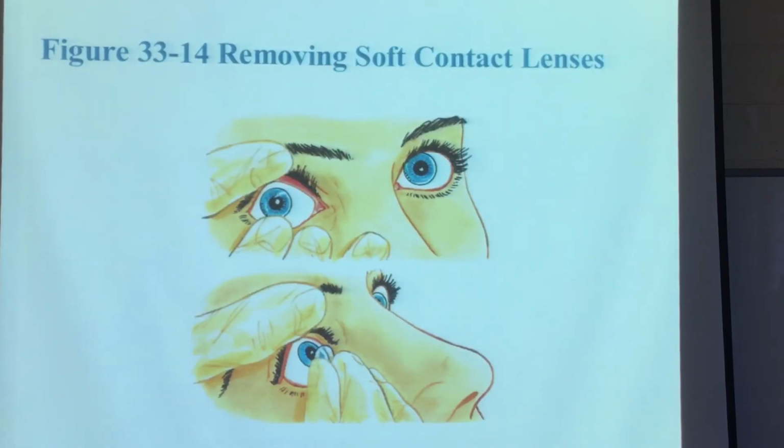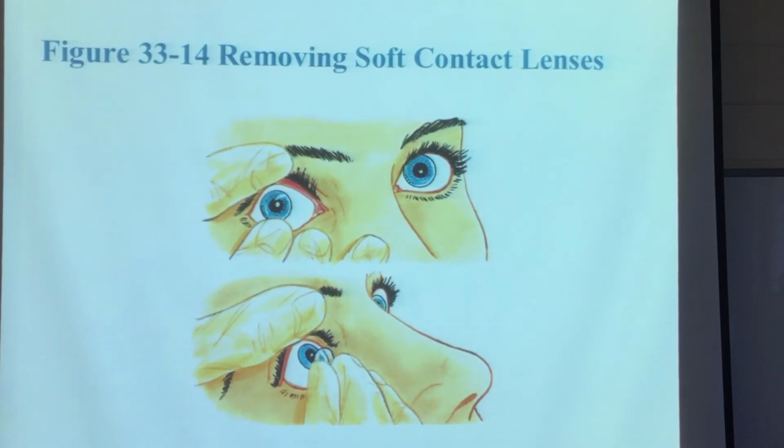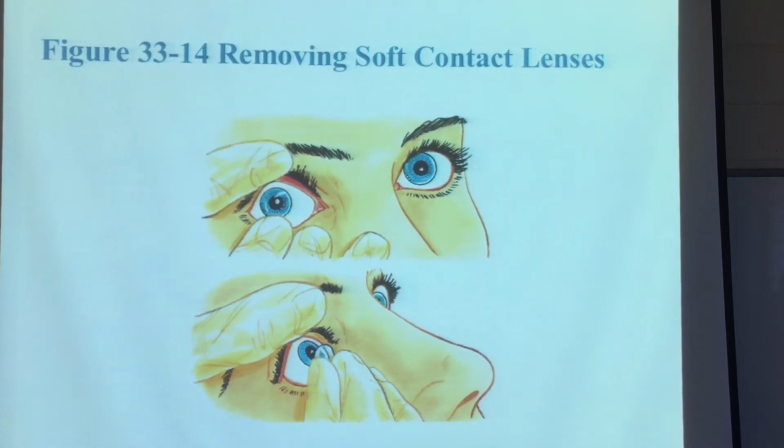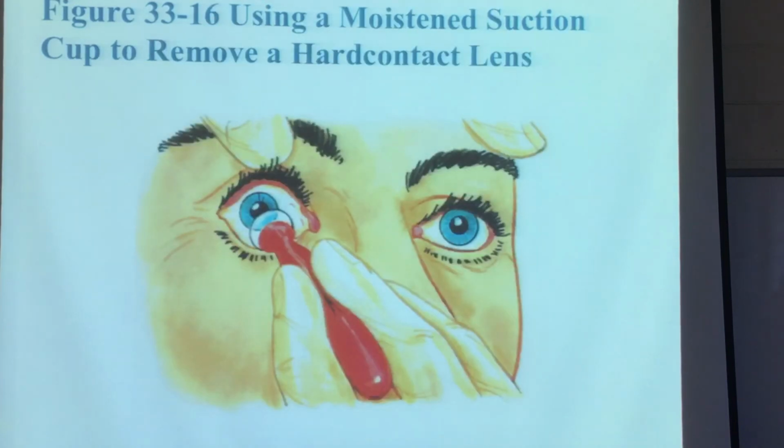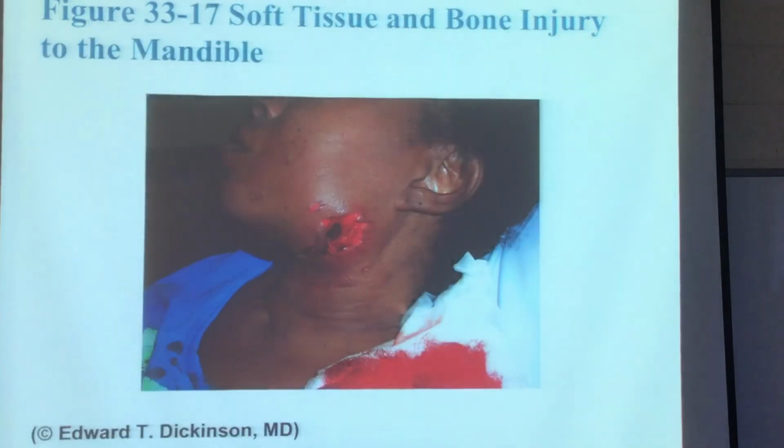Removal of contact lens. This may be easier done if the patient can do this, but if you need to, you're going to be holding the eyelids open while you try to softly extract this soft lens. They also show you how to extract harder corneal lenses, and you may even use an applicator device to remove it. Here's a soft tissue injury along the chin or the mandible.